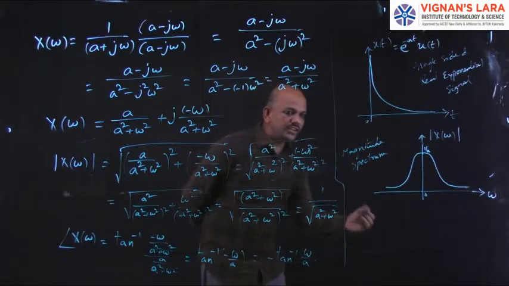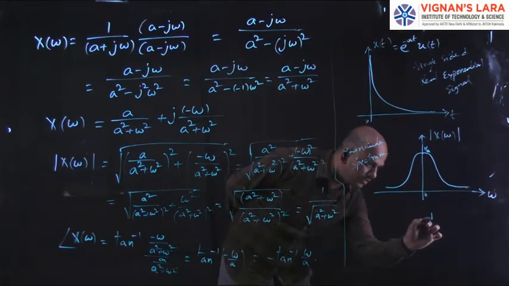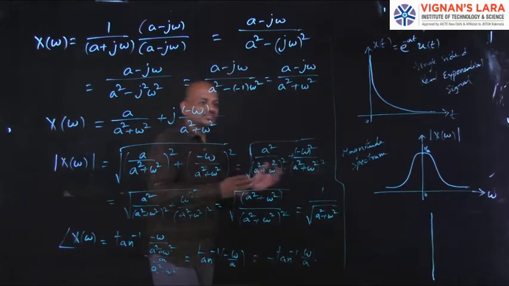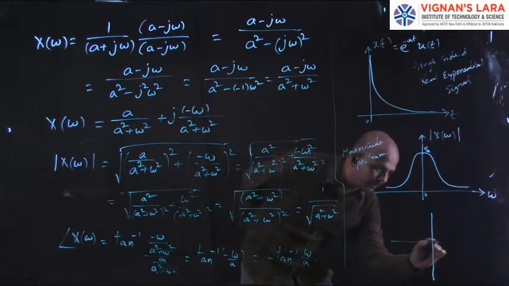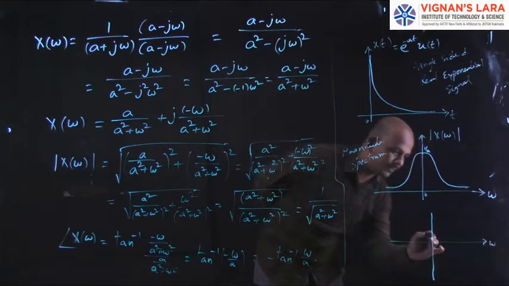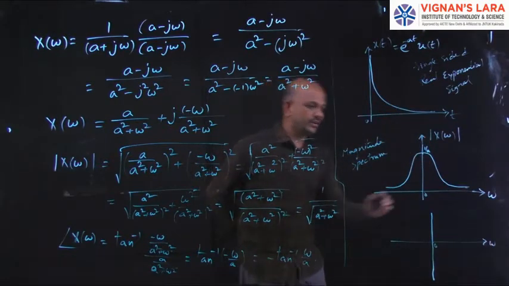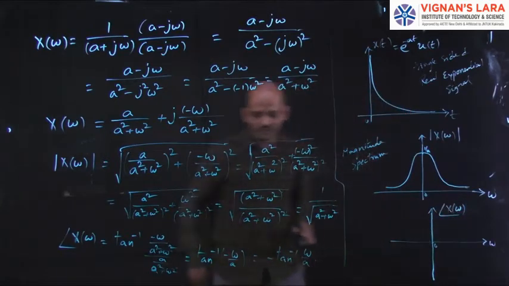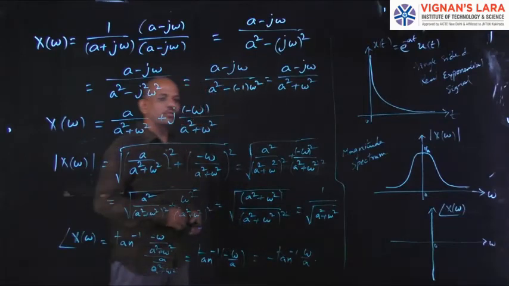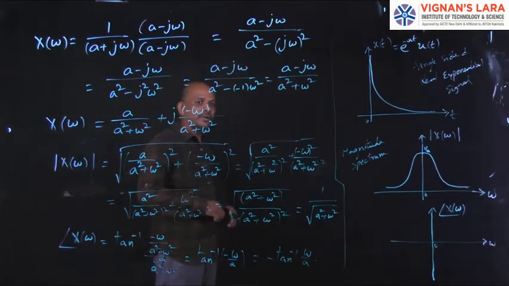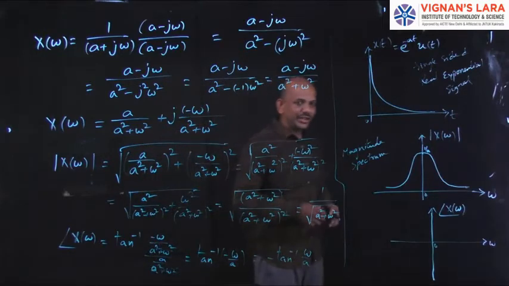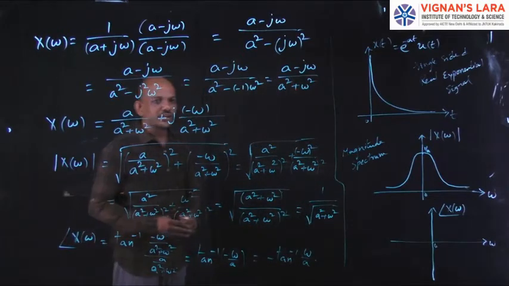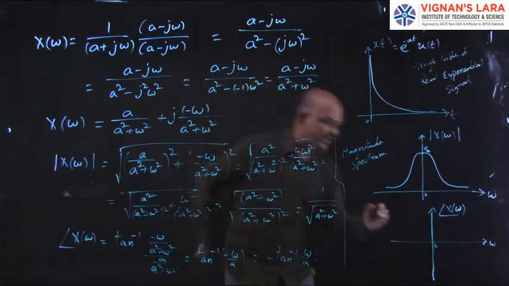Now I go for the phase spectrum. The phase spectrum is the plot of frequency versus the phase angle. So I have to consider the frequency omega here, and this will be 0. On the y-axis I will have the phase of this one, which will be equal to minus tan inverse of omega by a. For different values of omega, I get different values of this phase angle. If you plot all those values, the shape will be like this.